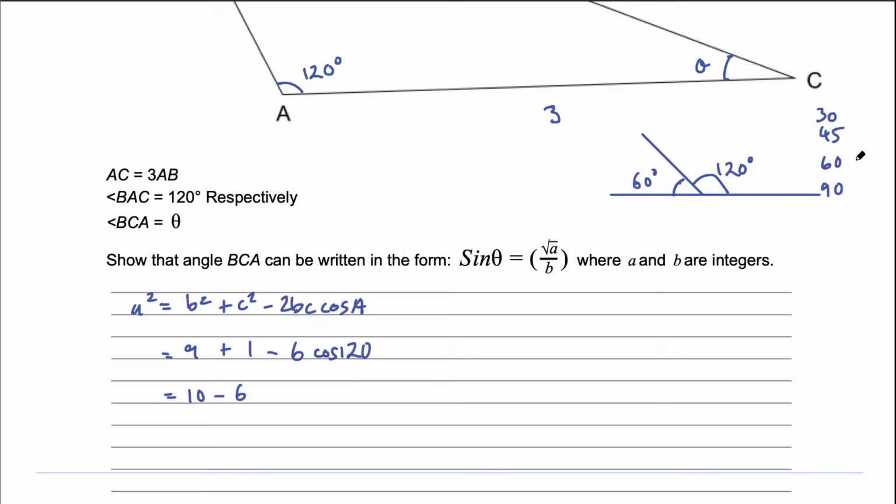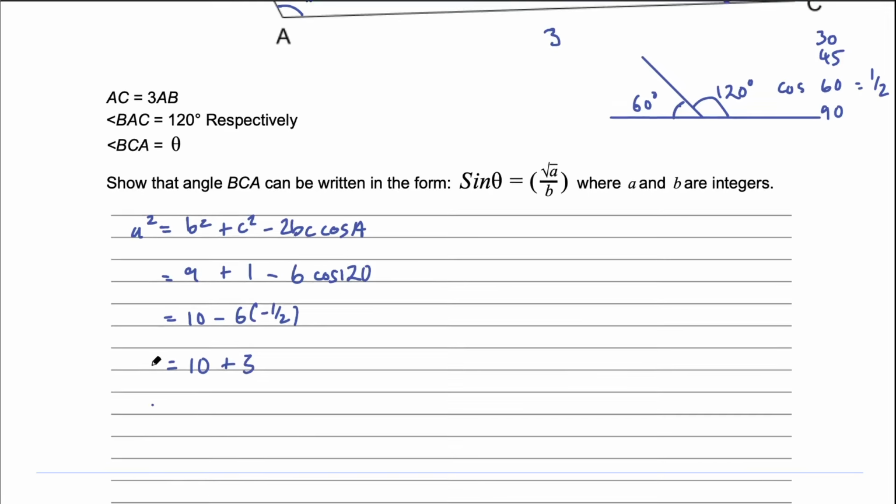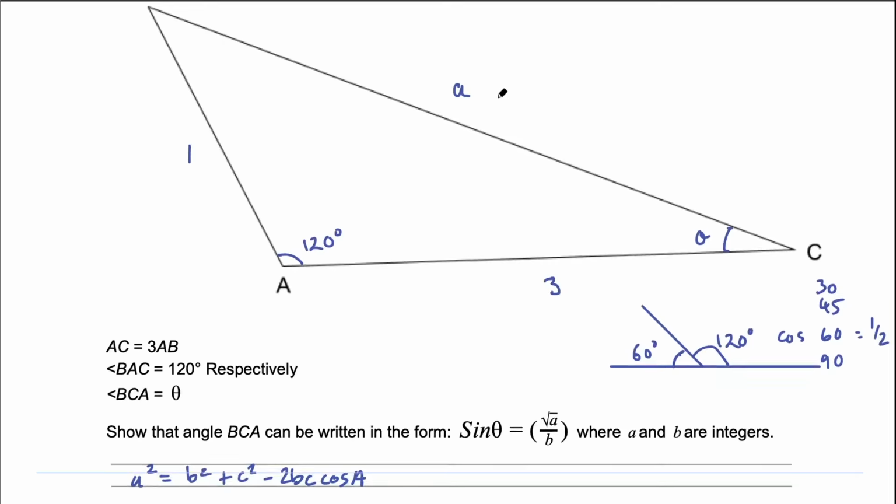Cosine of 60 is a half. So then the cosine of 120 is the negative of that. So we'll have 6 times negative a half. So this becomes 10 take 6 times negative half, well, this is like half of 6, which would be a negative 3. Subtract a negative 3 becomes a positive 3. So then we have a squared. Remember, this is a squared, so then a is going to be the square root of 13. All right, so we have a value for a. This is the square root of 13.